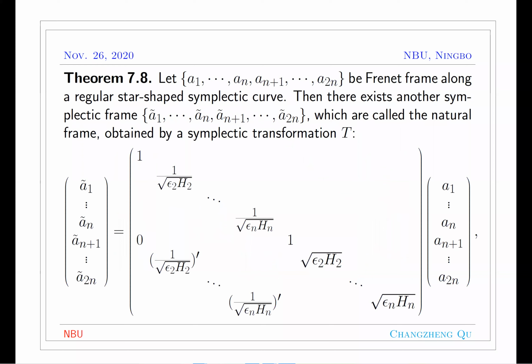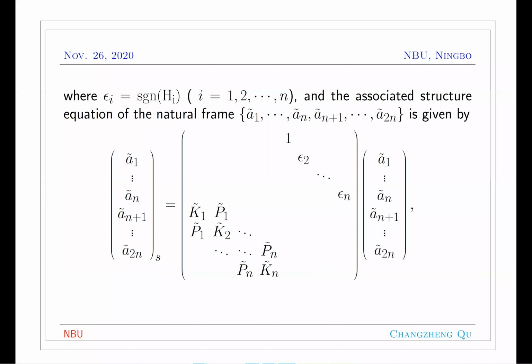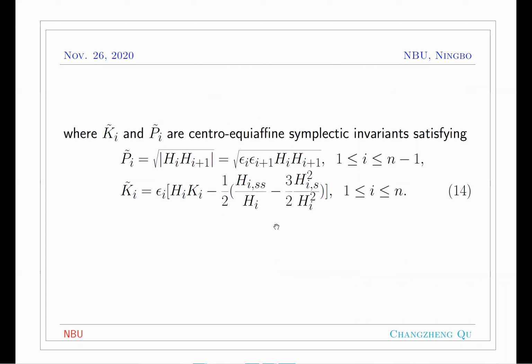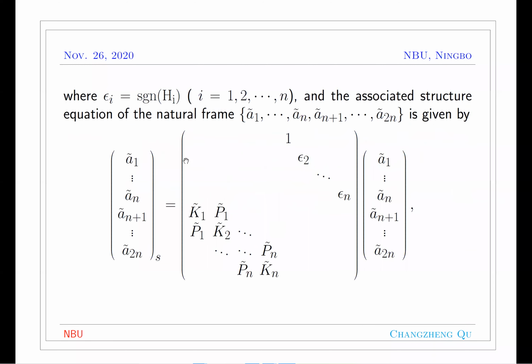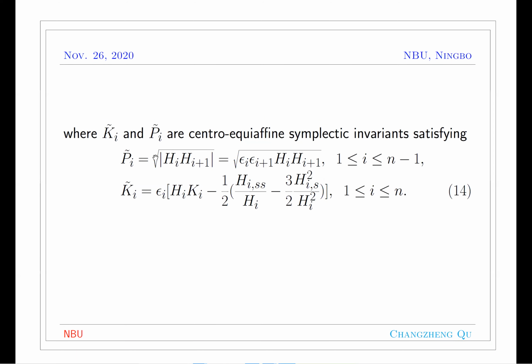If we use the natural frame, the Frenet formula becomes this one. All the differential invariants in the geometries are located in the lower triangular matrix. Now the relationship between these invariants and the original invariants is given by chi1 tilde, p tilde and pi tilde, which are related to the original invariants by this form.